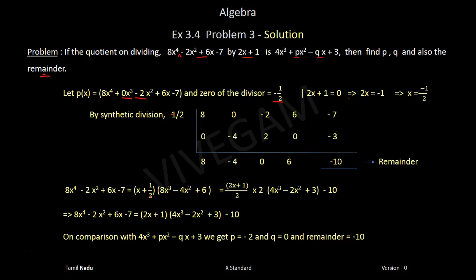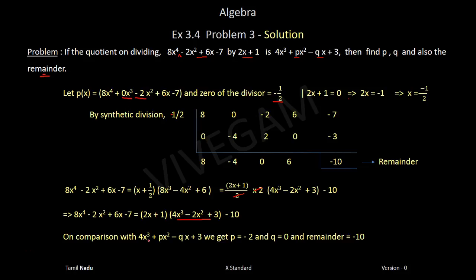Now you can simplify this as 2x plus 1 by 2. We need to take 2 commonly out to cancel this. After taking 2 commonly out of the quotient, you'll be left with 4x cubed minus 2x square plus 3. This 2 and this 2 will get cancelled, and the remainder minus 10 will come down here. So this dividend equals this into this, and minus 10 the remainder. So this is the quotient for this divisor, whereas the earlier one was the quotient for the other divisor. So we had to do that adjustment.